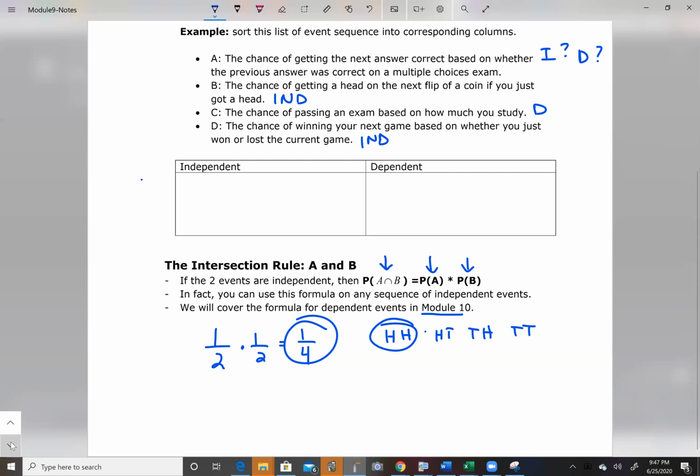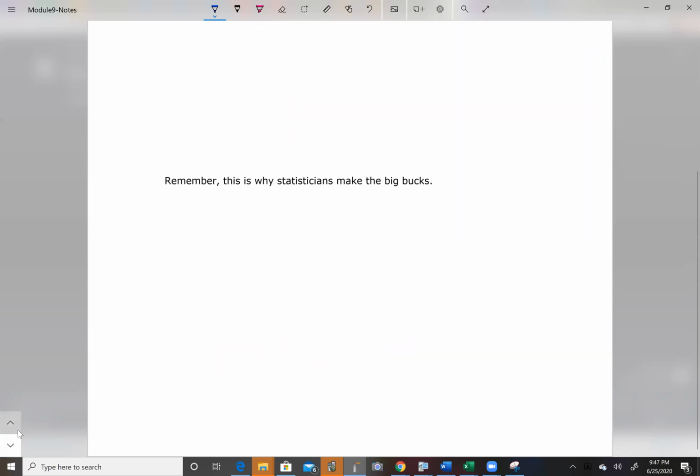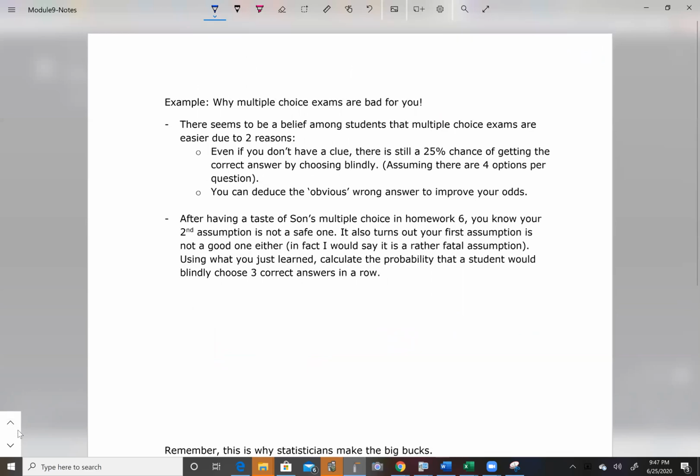And I'm not going to do this last page because I think this was specifically for one teacher that created these notes. And I don't think that we did that.